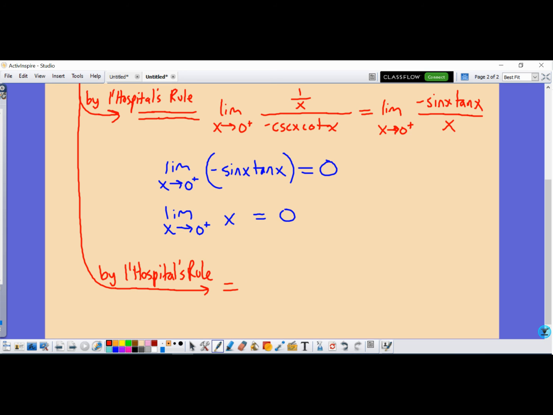equals the limit as x approaches 0 from the right. And, hey, if you're working on this on your own, always a good idea. Pause it, work it out yourself first, and then see if you get the same thing as me. I'm going to do the bottom first. Derivative of x is 1. There, I did the hard part. Now you guys do the other part, right?